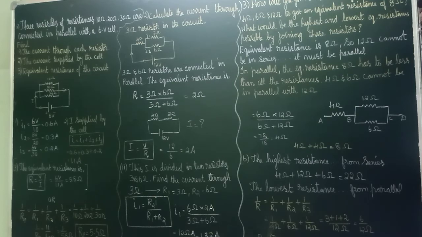So the highest resistance from series is, if you keep like this, 4 plus 12 plus 6 is equal to 22 ohms. And the lowest, what is the formula? 1 by Rp is equal to 1 by R1 plus 1 by R2 plus 1 by R3. So if you write like this, you will get 6 plus 6 by 12 ohms. So Rp is equal to 12 by 6. So it is 2 ohms.